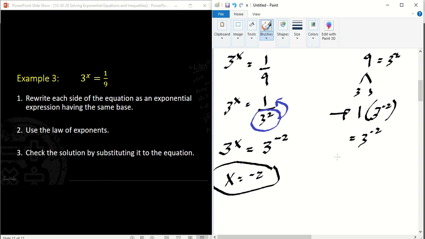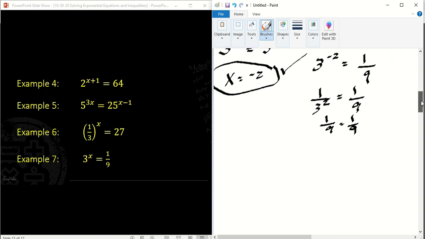Naka-solve na. Check natin kung tama. So, we have 3 to the negative 2 is equal to 1 over 9. So, ang 3 to the negative 2, i-reciprocal mo. 1 over 3 squared is equal to 1 over 9. 3 squared yan, hindi yan 32 ah. So, that is 3 squared is equal to 9, and 1 over 9 is equal to 1 over 9. So, therefore, tama yung answer natin. Negative 2. Actually, ito lang yung kailangan natin. Kaya lang natin ginagawa yung checking para patunayan na tama yung sagot natin. Okay, example 3. So, proceed.